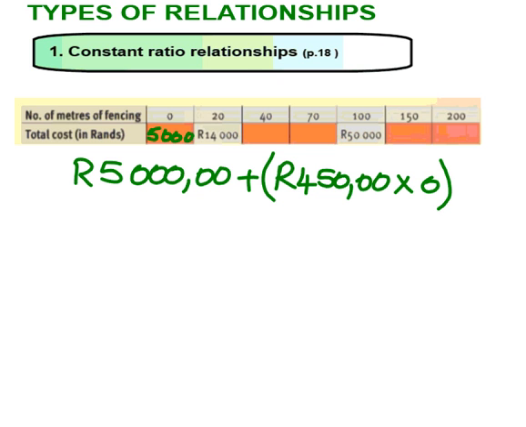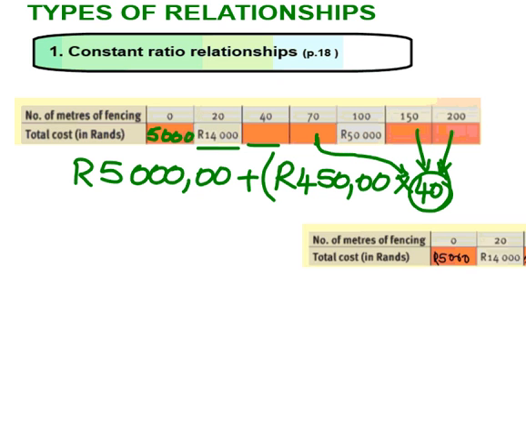Then all I would do is replace that 0 by 20, and then I'd get 14,000. So then I would replace it by 40 to get this value. I would then replace it by 70 to get the next value. I would replace it by 150. So each time I'm replacing this by the meters of fencing. And this is what it looks like.